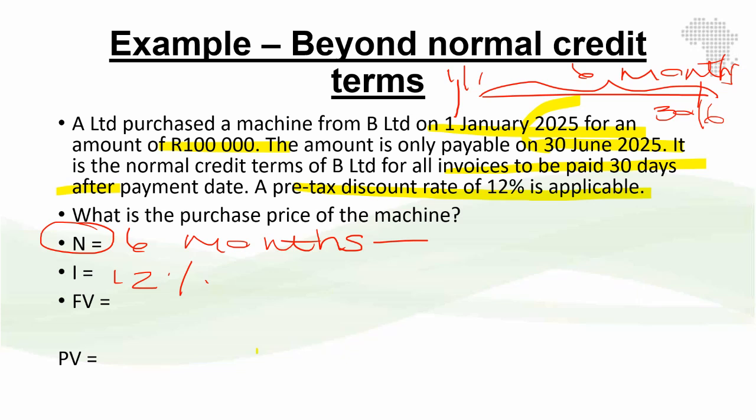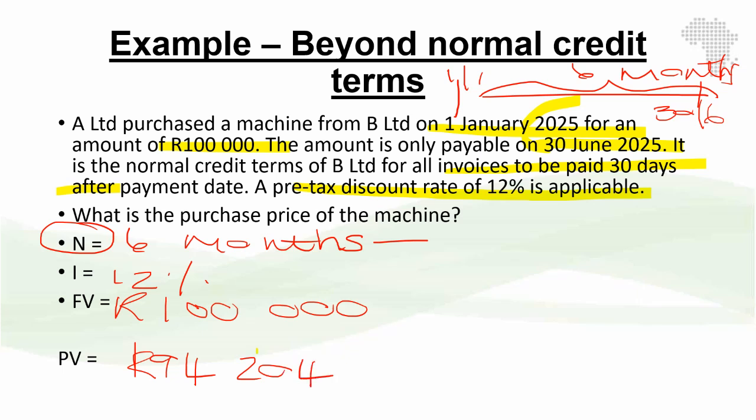And then the next thing is, what is the value that I need the present value for? So I've determined that on 30 June, I need to pay 100,000 rand. What is the present value of that 100,000 on 1 January? So I tell it my future value will be 100,000. If I enter all of this into my financial calculator, I should get to a present value of 94,204.52, but then you can round that off. So that means my present value on 1 January is 94,000, and this will then be my purchase price.